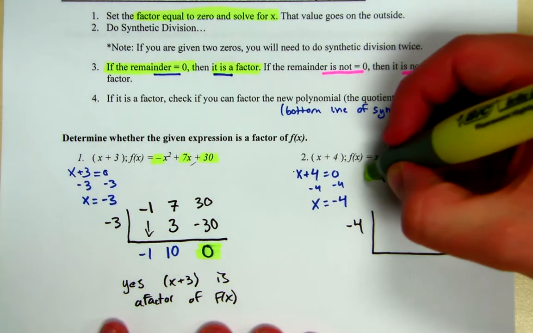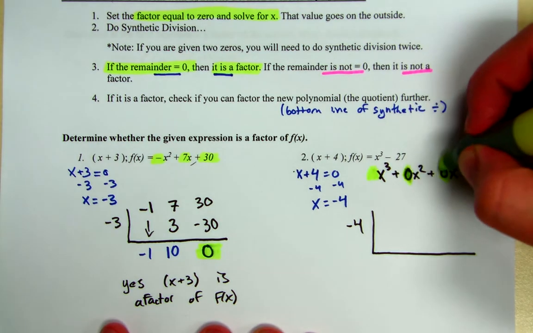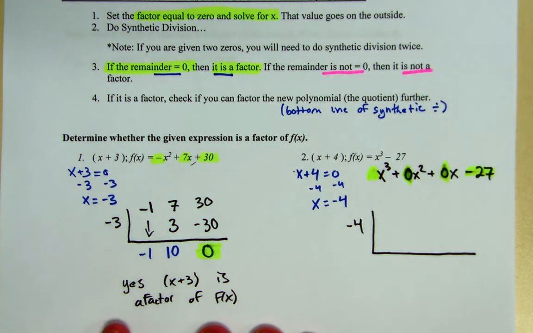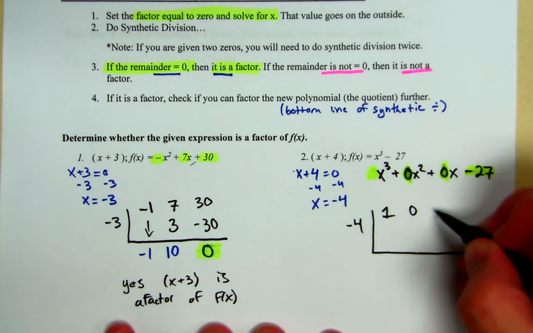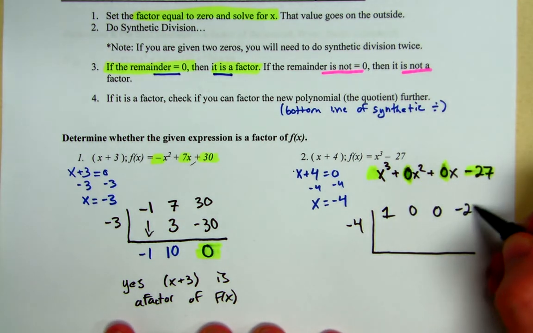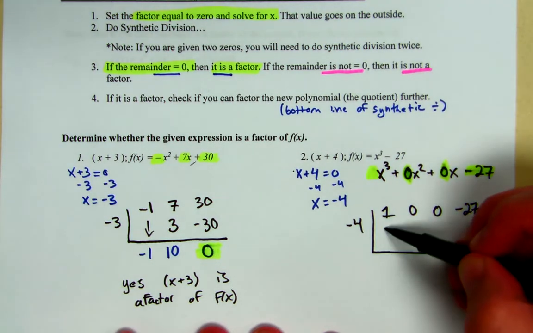Now, I have a 1 out here. If there's nothing there, there's a 1. Got a 0, another 0, and a negative 27. So drop those into our synthetic division. So I've got 1, 0, 0, negative 27. Those zeros act as placeholders for me.